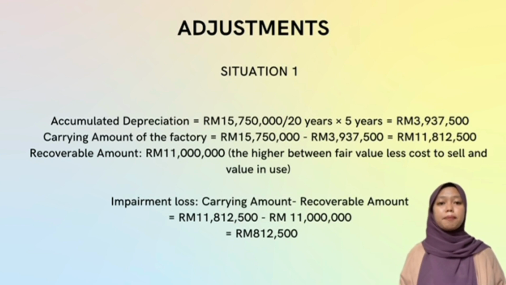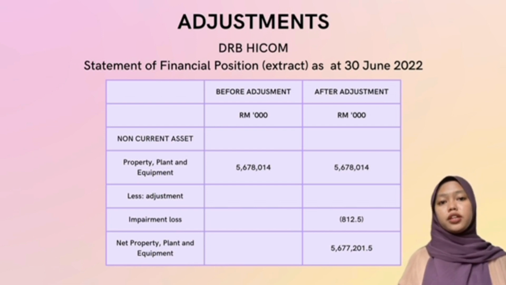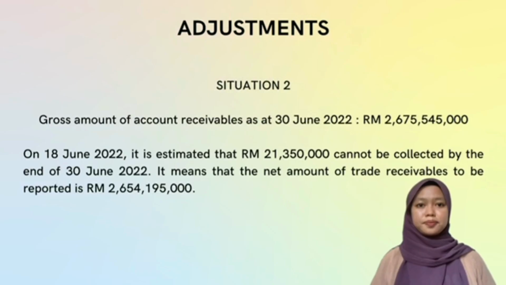The formula to calculate impairment loss is carrying amount minus recoverable amount. The carrying amount of the factory is Rm11,812,500 minus the recoverable amount of Rm11 million. Thus, the impairment loss as at 30 June 2022 is Rm812,500. As shown in the statement of financial position above, the value of PPE before the adjustment is Rm5,678,014 and after the adjustment has been made is Rm5,677,201.5.